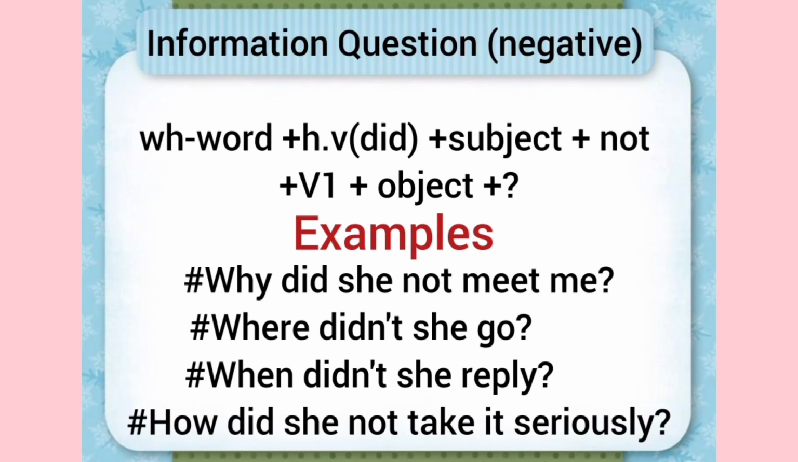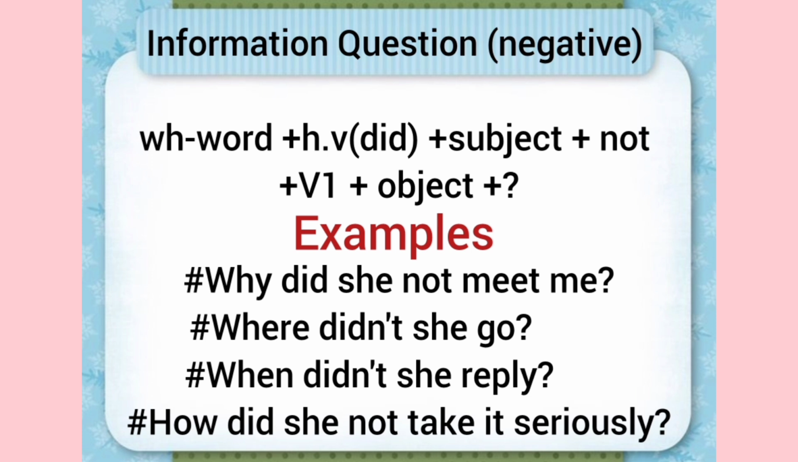Information questions negative: WH word, helping verb did plus subject plus not plus first form of verb and then object. Examples are, why did she not meet me? वो मुझसे क्यों नहीं मिली? Where didn't she go? वो कहाँ नहीं गई? When didn't she reply? Or how did she not take it seriously?